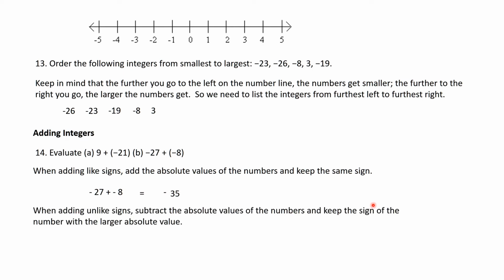When I add unlike signs, I find the difference between their absolute values and then take the sign of the number that has the larger absolute value. So here 9 is positive and 21 is negative. So I find the difference between 21 and 9, which is 12, and then I take the sign of negative because the 21 has a larger absolute value here, and it's negative.